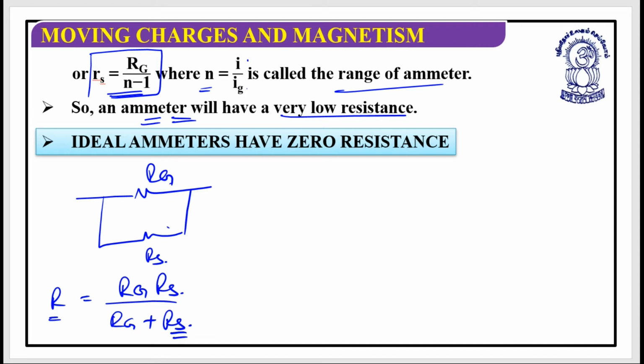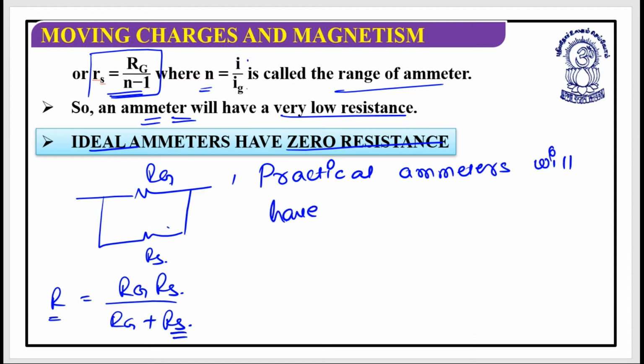One very good conceptual thing: ideal ammeters have zero resistance. It always has no resistance, but we are talking about the ideal. While talking about practical ammeters, practical ammeters will have very less resistance, that we have already discussed over here.